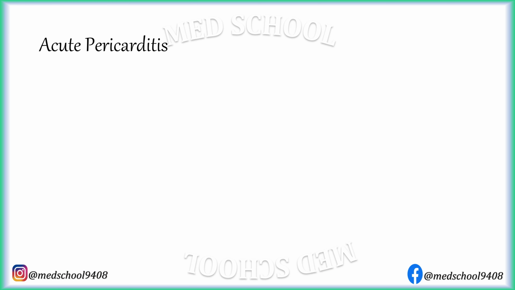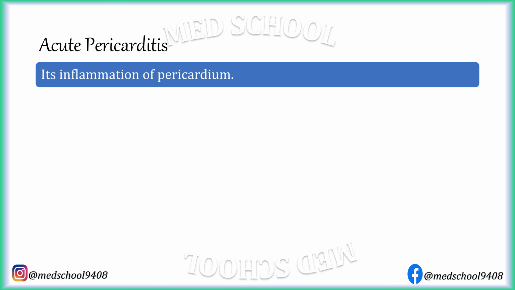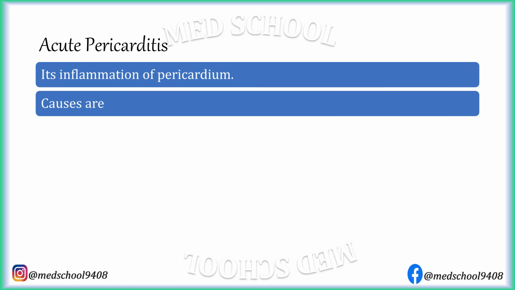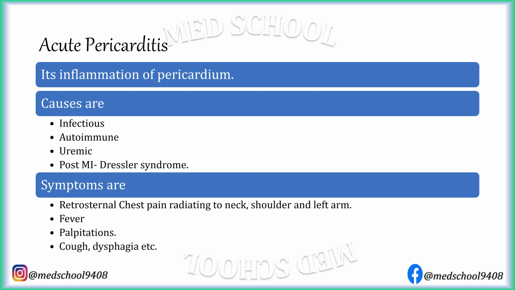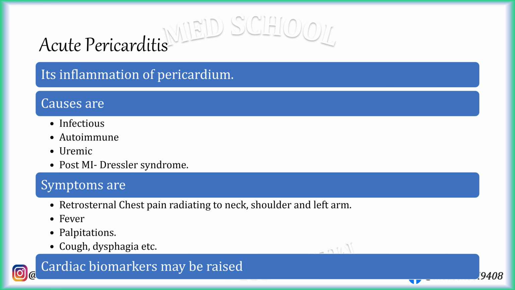Acute pericarditis is an inflammation of the pericardium. Causes are infectious, autoimmune, uremic, or post-MI, where it is also called Dressler syndrome. Symptoms are retrosternal chest pain radiating to neck, shoulder and left arm, fever, palpitation, cough, dysphagia, etc. Cardiac biomarkers may also be raised.